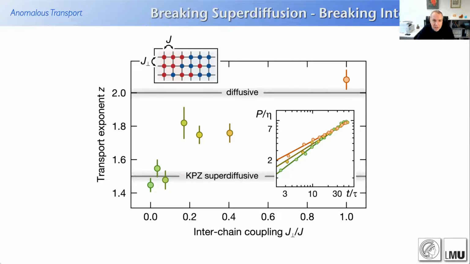Then we can do this check that I mentioned. We can go from 1D to 2D. So we can go from this interchain coupling 0 to full interchain coupling, to the full 1,000 particle 2D system. And we do the experiment, and you see there that the transport coefficient goes from this KPZ value 1.5 back to diffusive in the system.